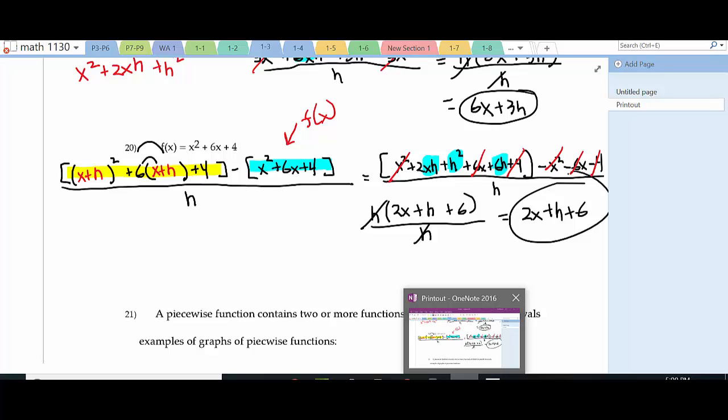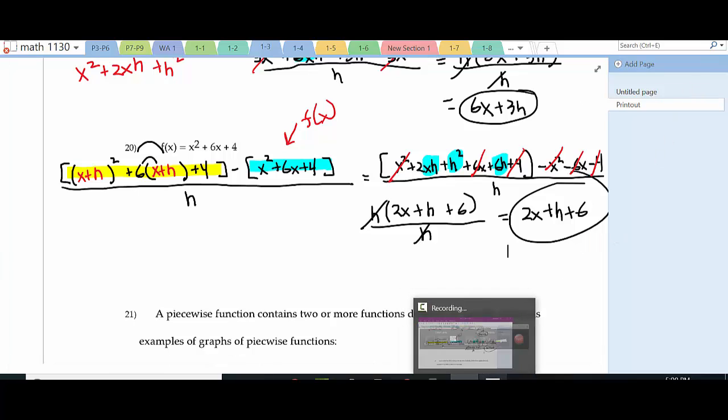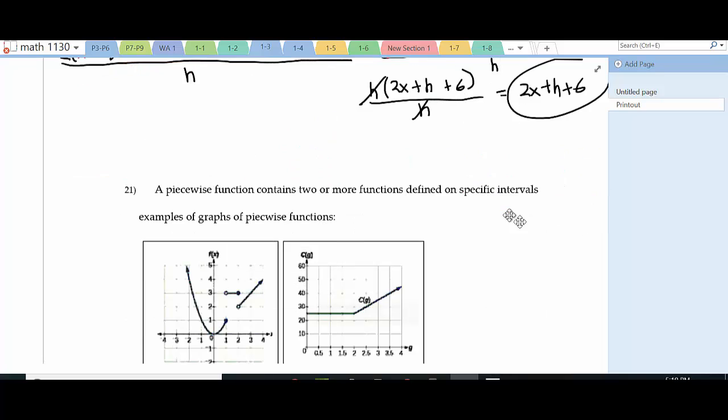Now that's probably as advanced as we do on this in this class. If you take calculus, you'll work with radicals and complex fractions and stuff like that. But in pre-calc, if you can get a quadratic in a difference quotient, that'll be fine, okay? All right, so any questions?